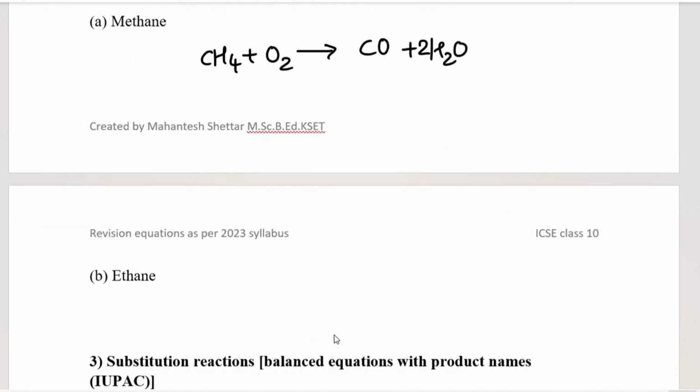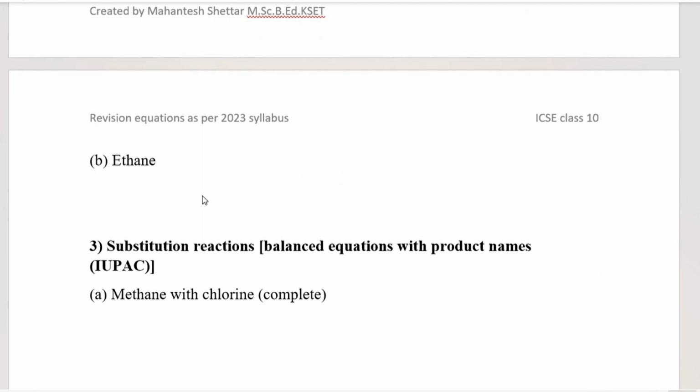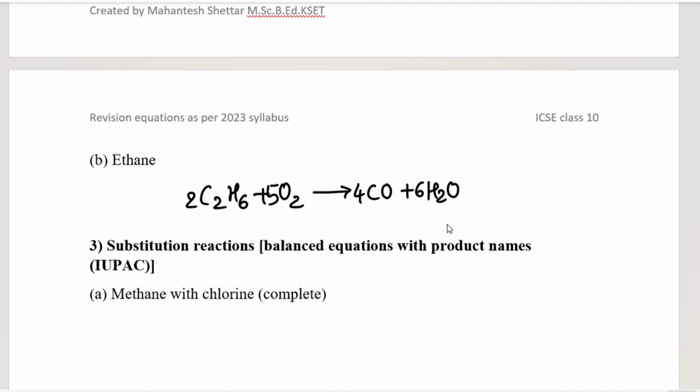Next, for ethane, C2H6 plus O2 yields CO and H2O. Try to balance this. I will write the balanced equation here. 2, 5, 4, 6. Okay, this is the balanced equation.